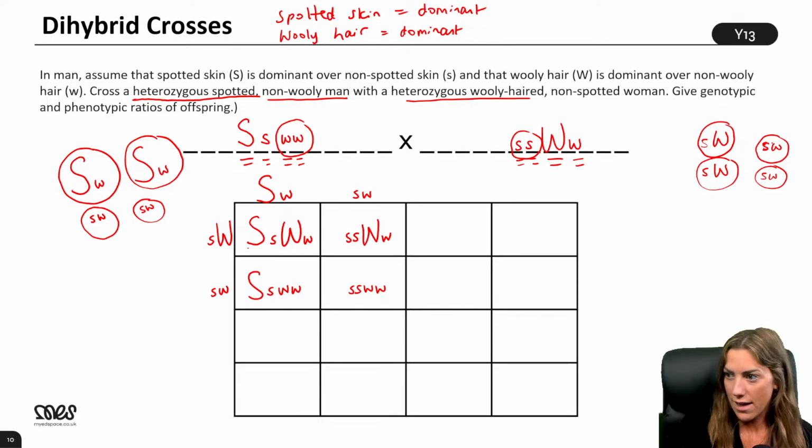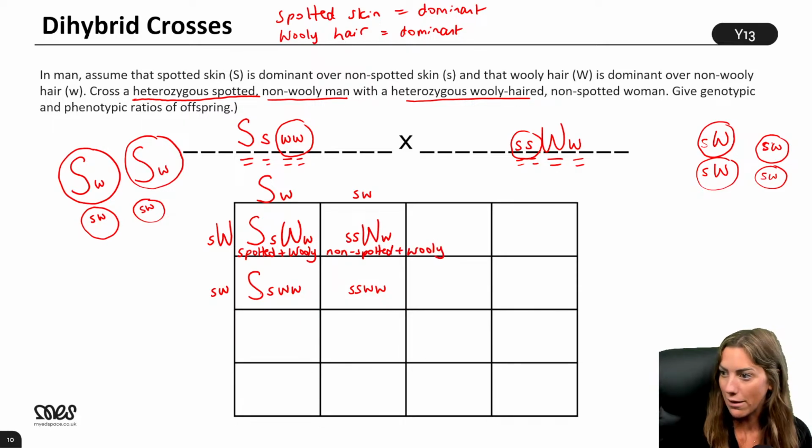So what have we got? This one here, spotted skin is dominant. So this one is spotted and is woolly dominant. Yeah. So this one is spotted and woolly. This one is non-spotted and woolly. What are we even talking about here? This one is spotted and non-woolly. And this one is non-spotty and non-woolly.